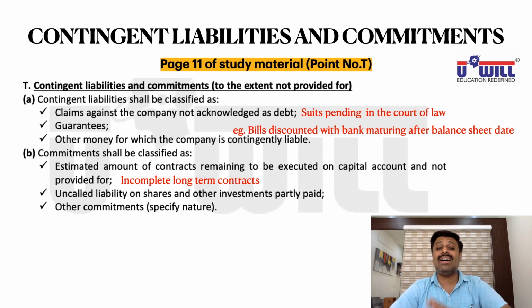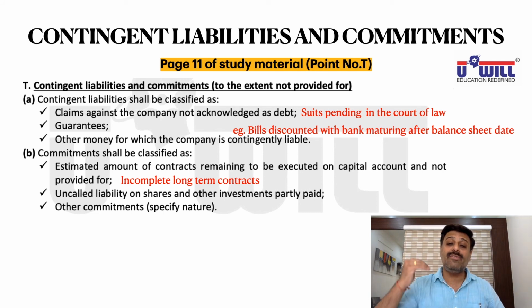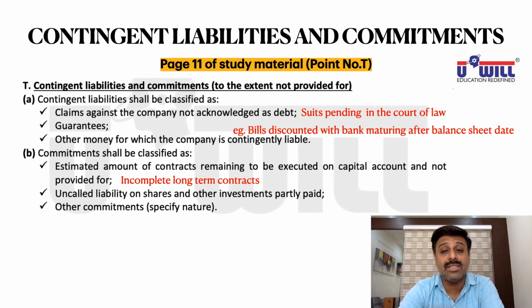So this is also an uncertain liability, because right now the company has not asked for final call money, and maybe tomorrow we sell that investment in the stock market, then we don't have to pay that money. The other shareholder will pay the remaining final call to the company. So this is also our contingent liability, but it is our commitment also. We have to pay that money if the company asks for it. Okay, but right now it's not our liability, because there are chances that we sell that investment before the company asks for that money. So uncalled liability on shares and other investments partly paid.